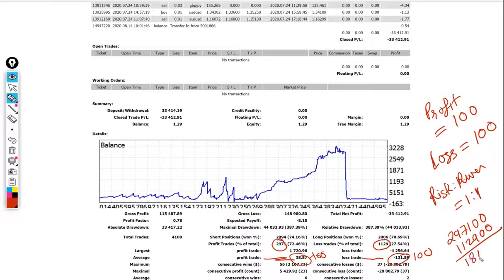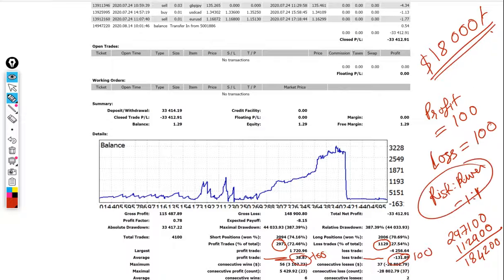2,971 are profitable trades and 1,129 loss trades. So multiply by 100, as $100 profit, $100 loss. So the total gain is, if you divide by 10, it becomes almost $18,000 profit per month. So 0.18 million is net profit, and $18,000 profit per month with the risk reward of 1 is to 1. So I think it's a very good return of his capital. He's getting each and every month 50% return of his capital.